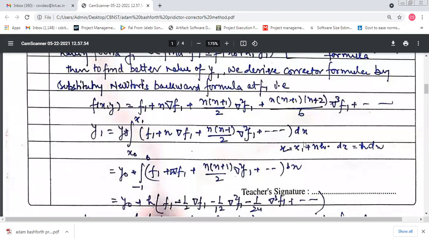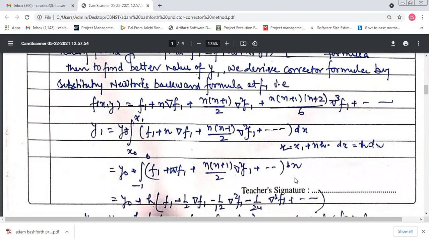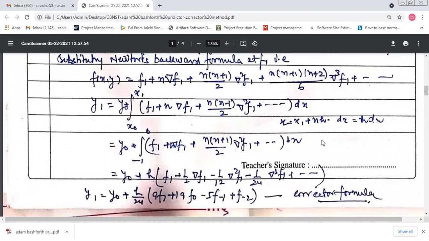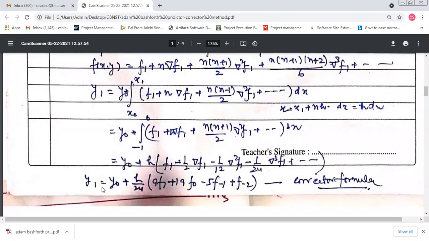And now doing the same process, since we are taking f1, x will be equal to x1 plus nh instead of x0 plus nh. So in this case, x0 will be equal to -1 whenever we are putting it here, and x1 will be equal to 0. So in this way, whenever we compute, higher order differences are ignored, and so we will be getting a corrector formula, that is y1 is equal to y0 plus h by 24 times 9f1 plus 19f0 minus 5f minus 1 plus f minus 2.